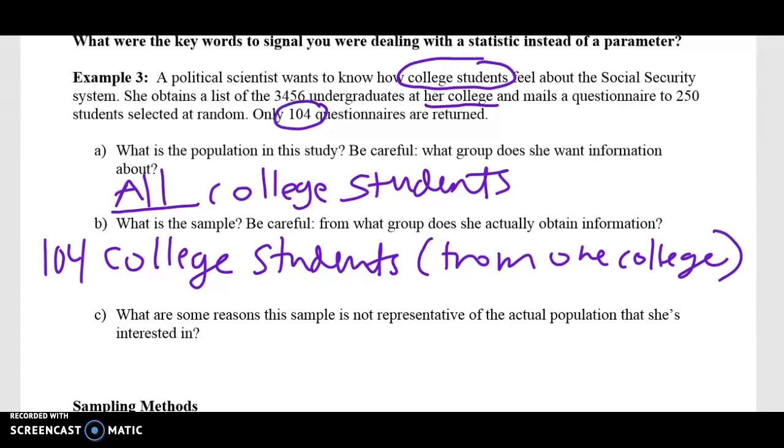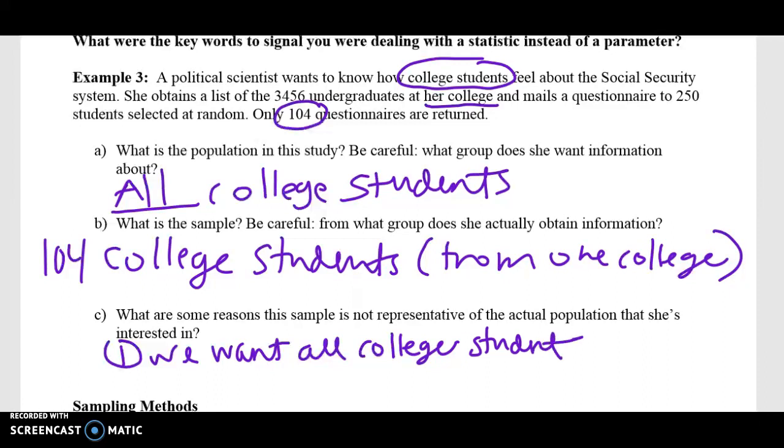Okay, now what are some reasons this sample is not representative? Well, there's a few things that we have issues with here. Number one is that we want all college students. Now that doesn't mean that we want to survey all college students in the country, that would realistically not be possible. But what we do want is a sample that represents all college students. And this sample only really represents a portion of college students from one college. So we really wouldn't do a good job of representing the population of all college students.